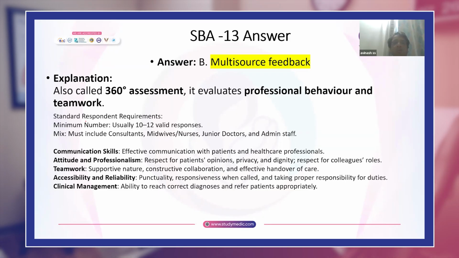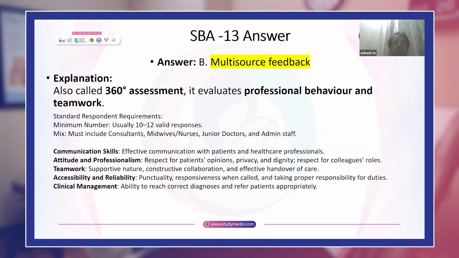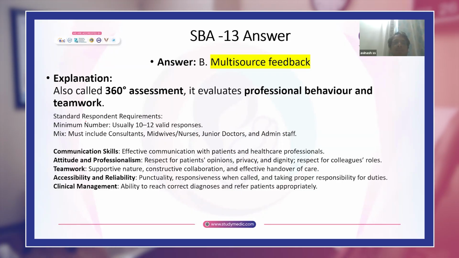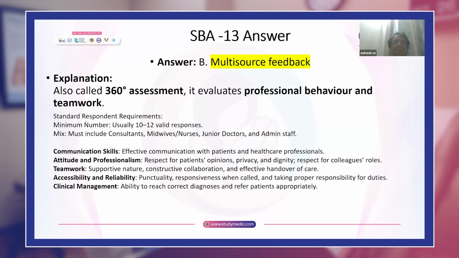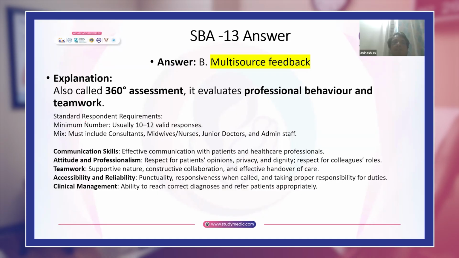Minimum 10 to 12 valid responses, most of them from the consultants, midwives, nurses, junior doctors, and admin staff, etc. The mix of the feedback should include all this: feedback on communication skills of the trainee, attitude and professionalism and teamwork of the trainee, accessibility and reliability of the trainee, and clinical management ability of the trainee is sought from all of them. And that is the 360-degree assessment or multi-source feedback called MSF forms. They are to collect that and present during the ARCP.